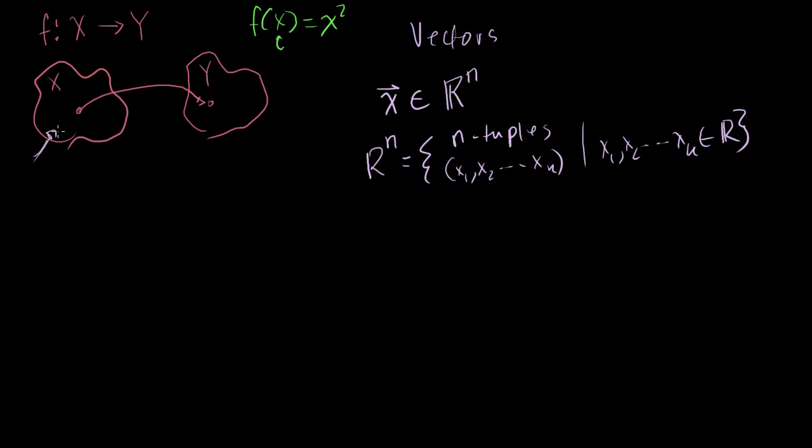This could be Rn, and obviously the use of the letter n is arbitrary. It could be Rm, it could be Rs. n is just a placeholder for how many components we have. This could be R5, it could be 5-tuples. And when we say that a vector x is a member of Rn, we're just saying that it's another way of writing one of these n-tuples.